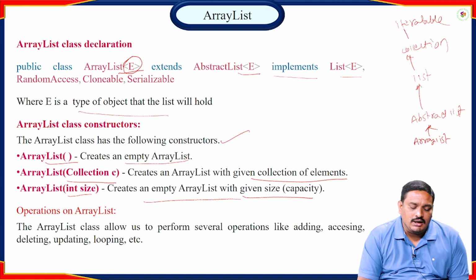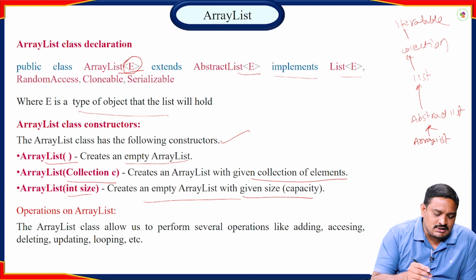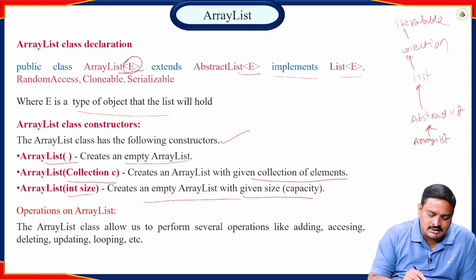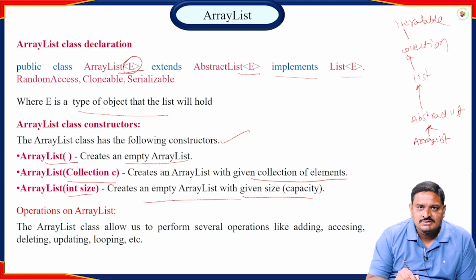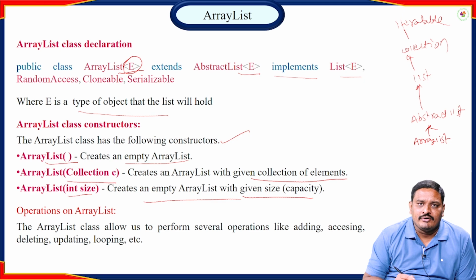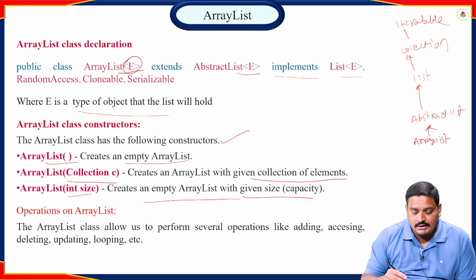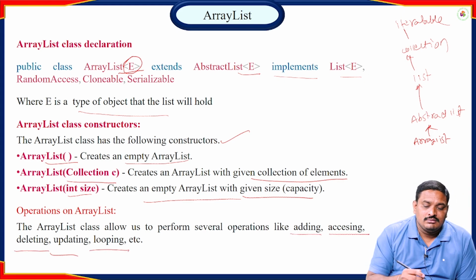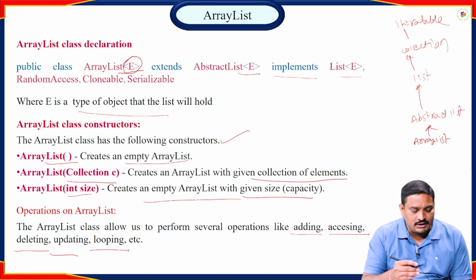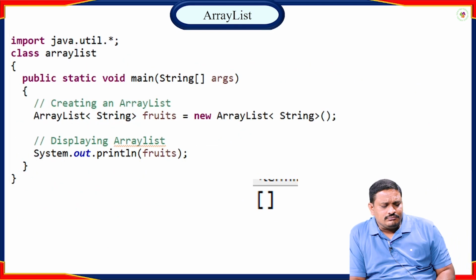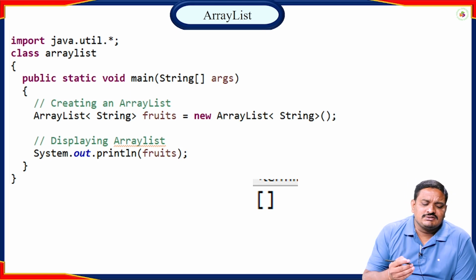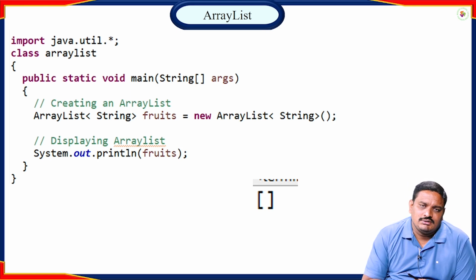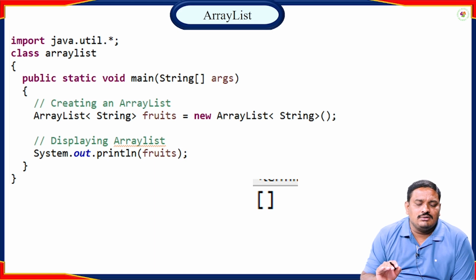What are the operations in the ArrayList? The ArrayList class allows us to perform several operations. What are the different operations performed under the ArrayList? Adding, accessing, deleting, updating, looping. All these operations are performed under the ArrayList concept. See this example. The first statement is java.util package. All the classes and interfaces are under which type of package?